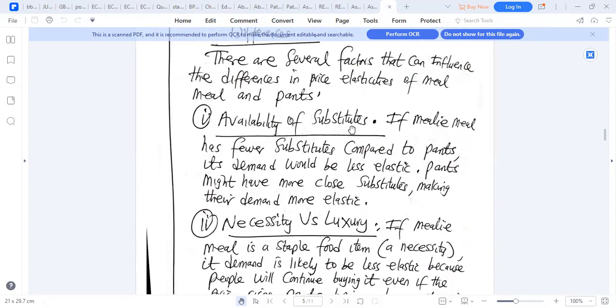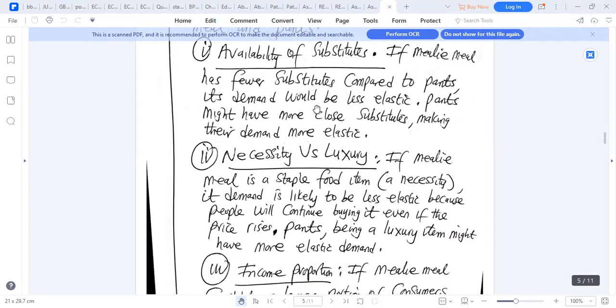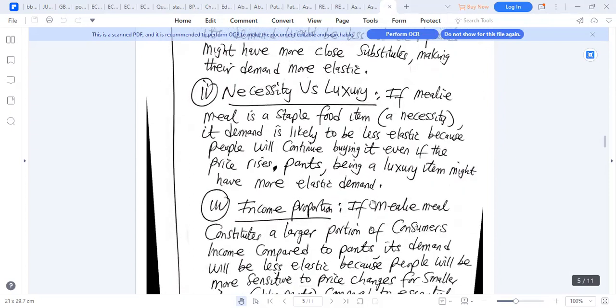So here, the mini meal may not be affected so much because it's independent, it has nothing to do with pants. Then here, mini meal also comes in as a staple food, which is a necessity. So it is less likely to be affected, even if it was to increase. So it is less likely to be what? Elastic, because people will still continue buying, even if the prices of mini meal go up. This is a very good example, a very applied one, because it brings out the concepts of elasticity as they should be.